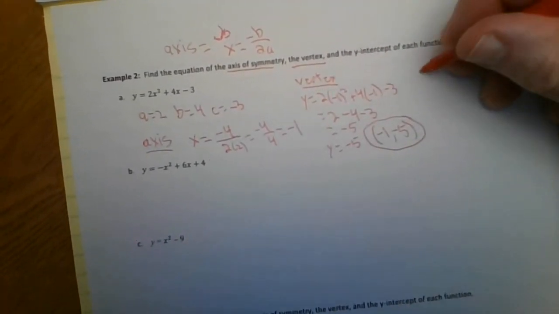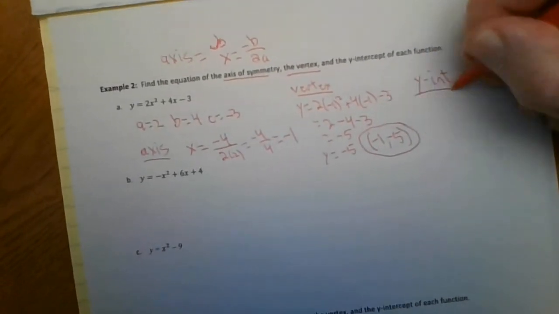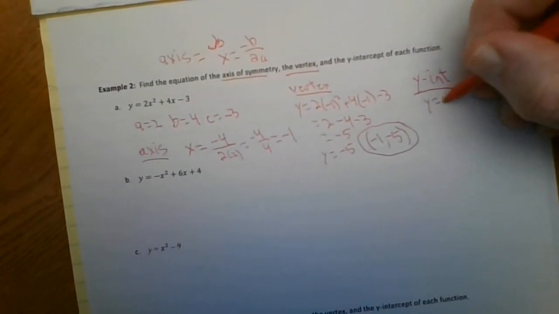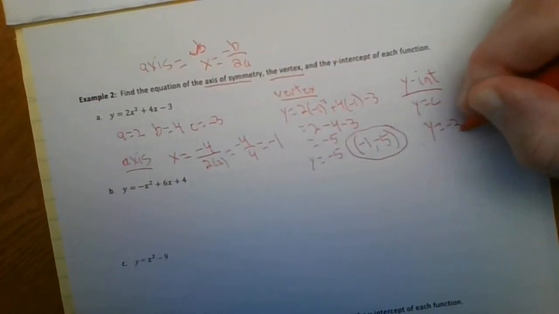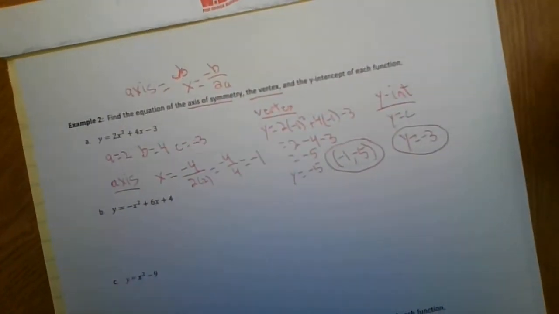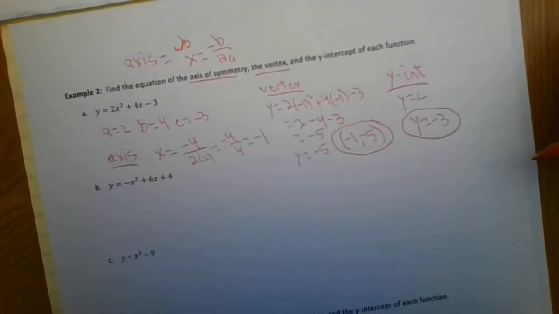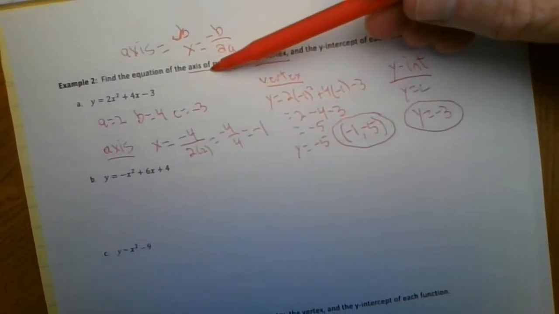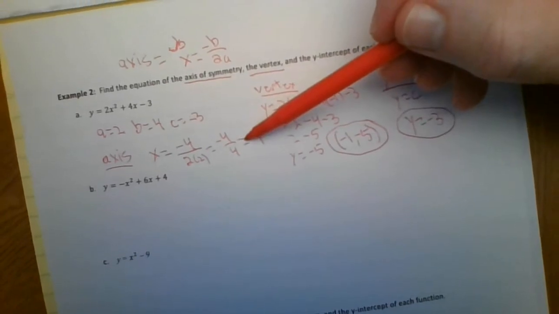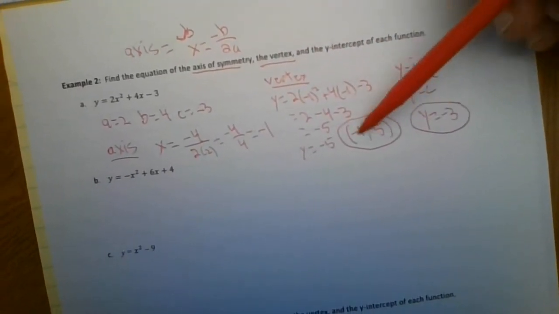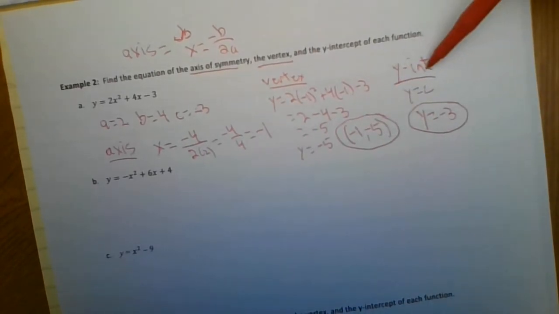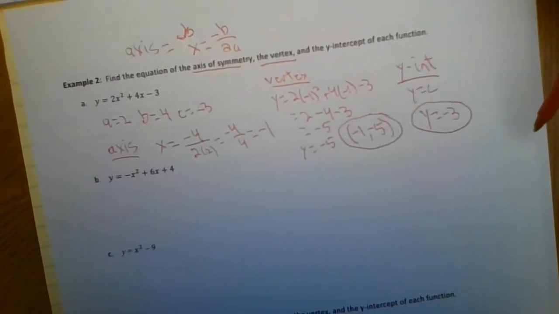The y-intercept is the easy one. Y equals c. So I look and see what I had for my c value, and you write y equals negative 3. So there's my three things that you have to find. The axis of symmetry, which is the x equals negative 1. The vertex, you plug that x value in and do the math to find the point. You get the x and the y. The y-intercept is nice and easy. It's just the c value.